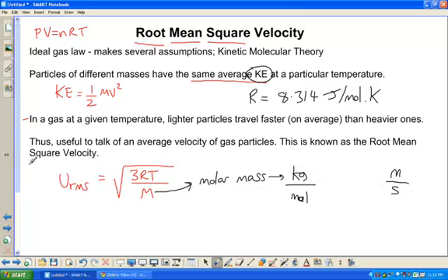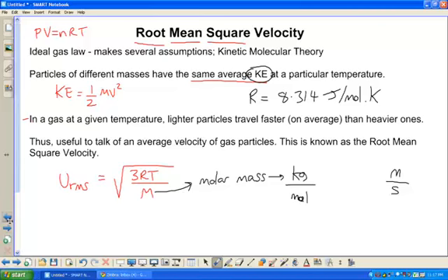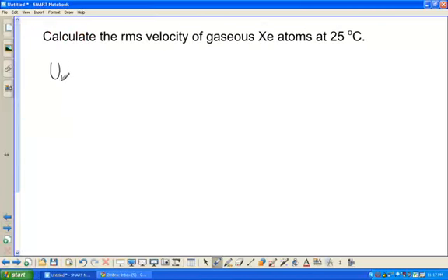But the point is, the formula for this root mean square velocity is shown right here. I'm not concerned that you know how to derive it. That's not the point. I want you to know how to use it, same as we have always said. So, let's go through an example. It says calculate the root mean square velocity of gaseous xenon atoms at 25 degrees C. This is the formula that we're going to use, so let's write that out again. It's the square root of all this, and then that on the bottom.